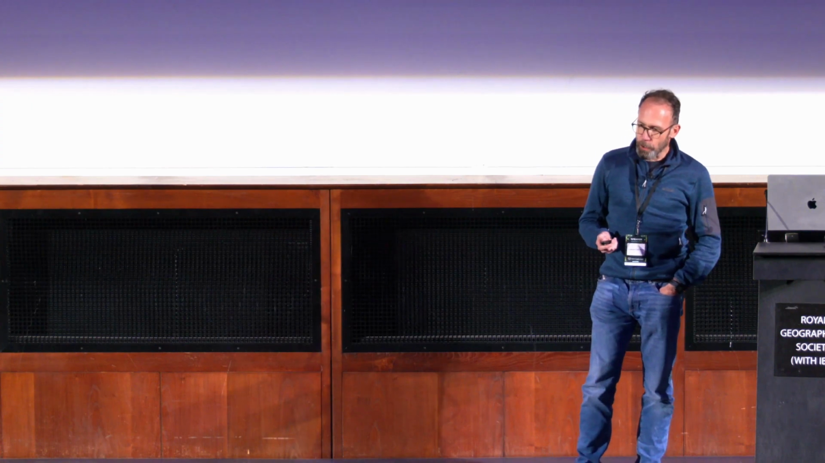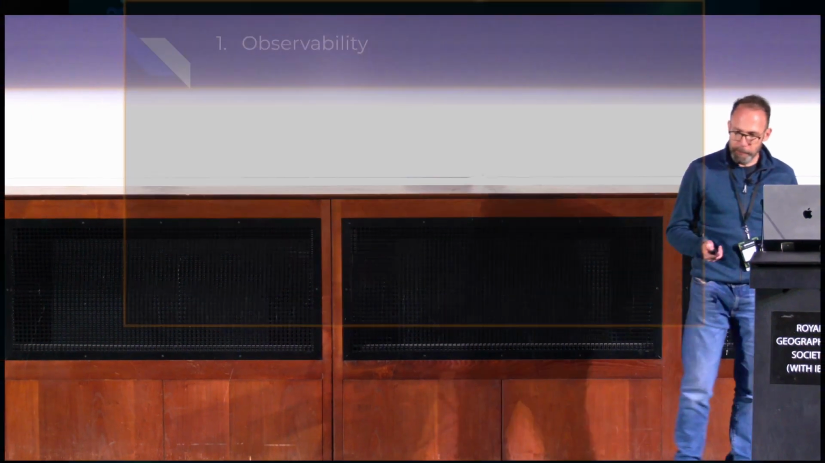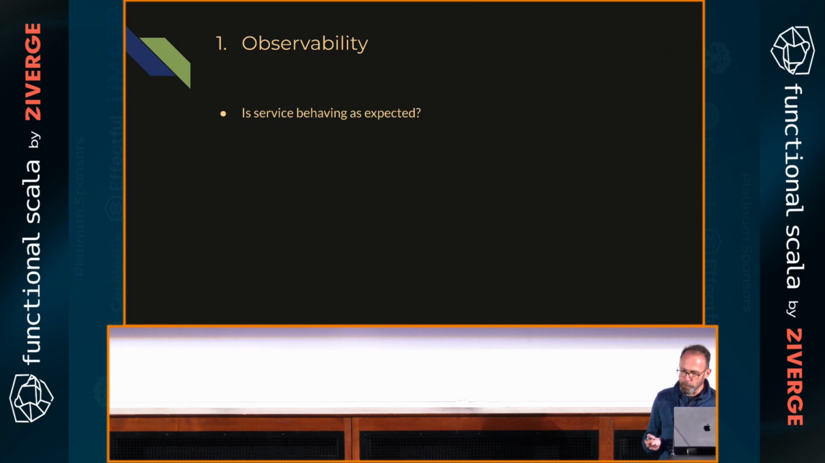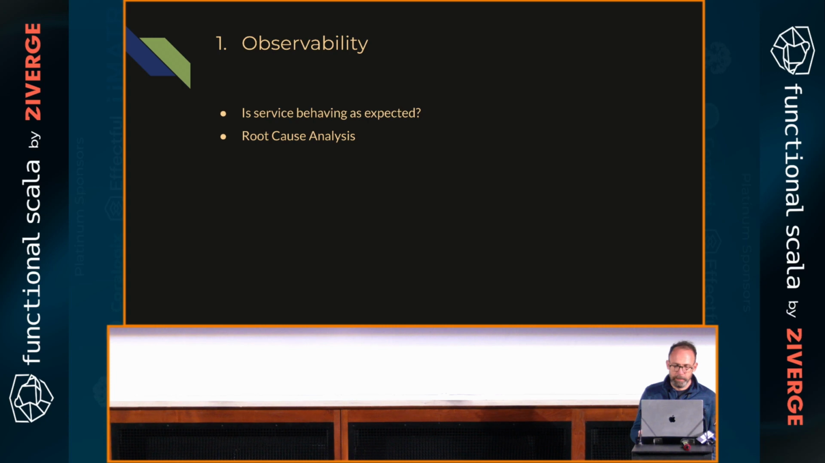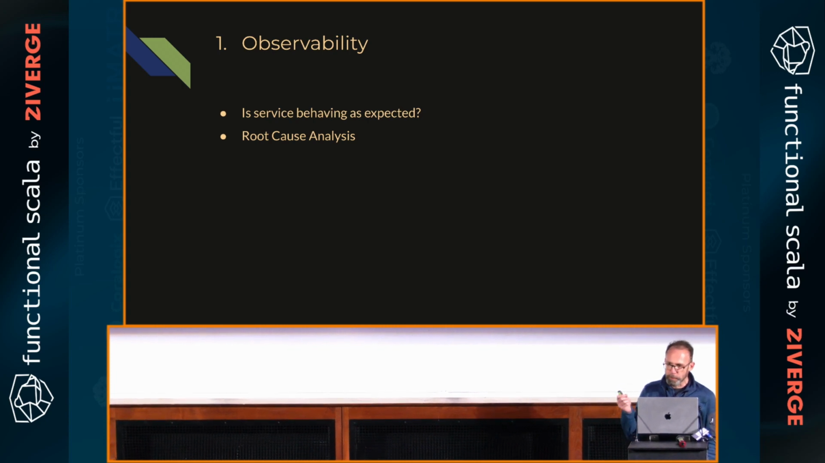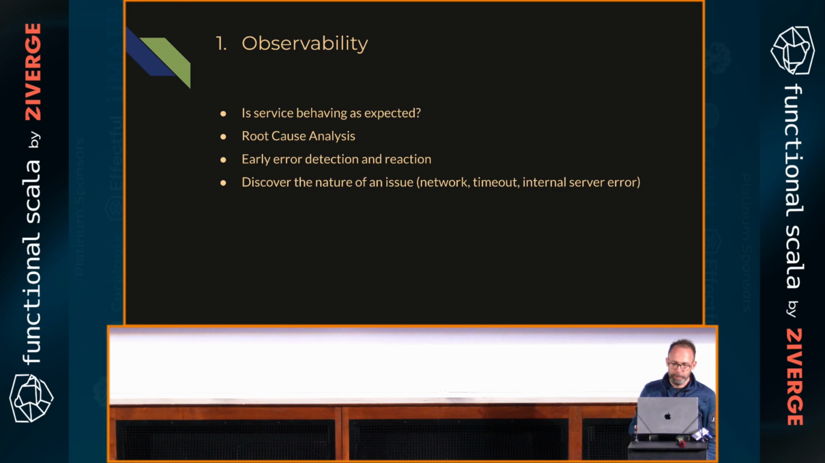What is observability? We use observability because we are interested, first of all, in knowing if our service is behaving as expected. We want to be fast in root cause analysis. We want to be able to pinpoint what is making our services fail. We want to do early detection of errors and react quickly. We want to be fast in discovering the nature of an issue.